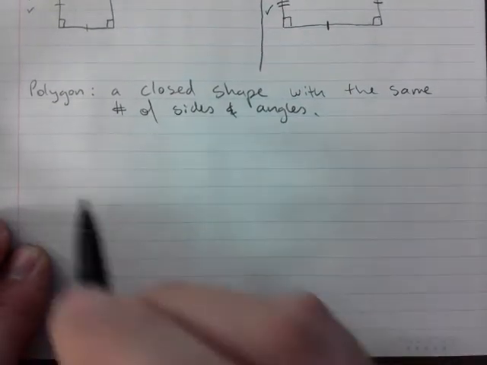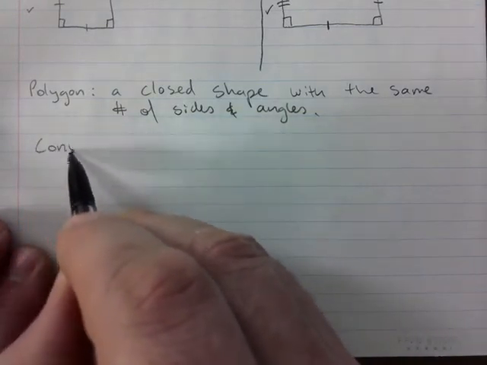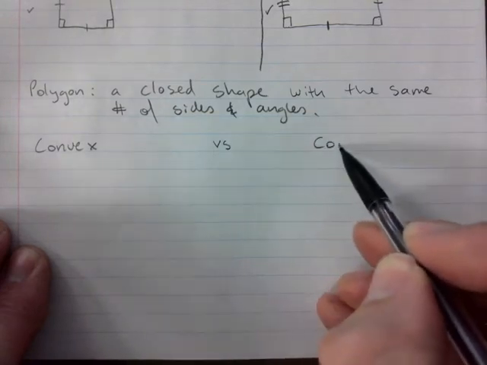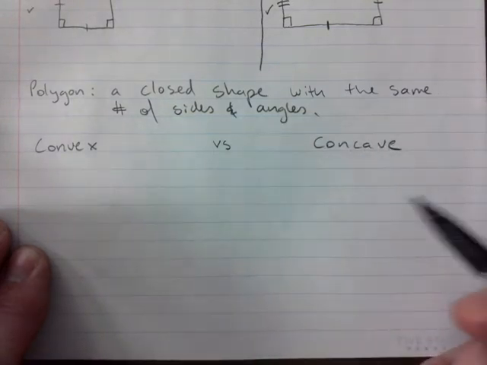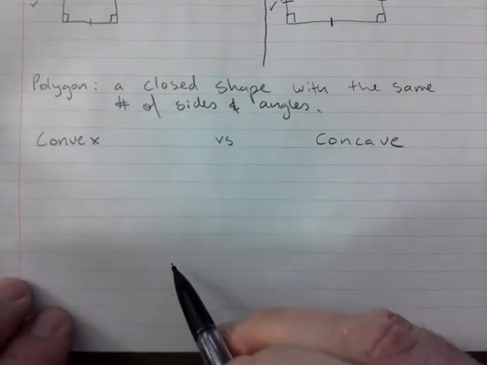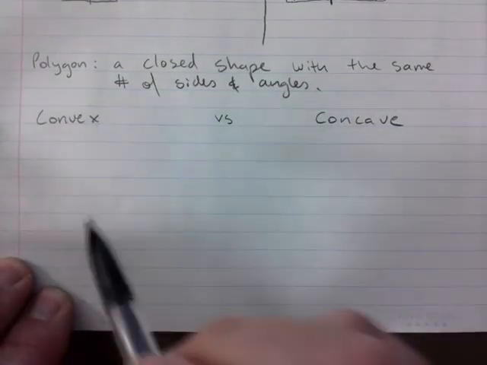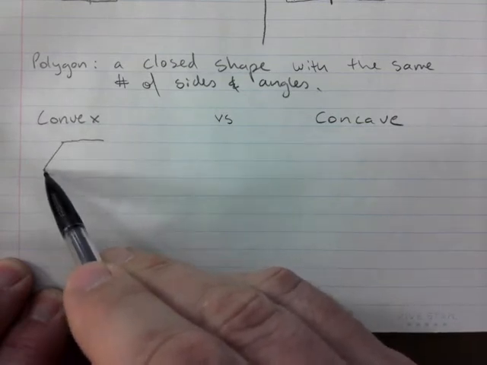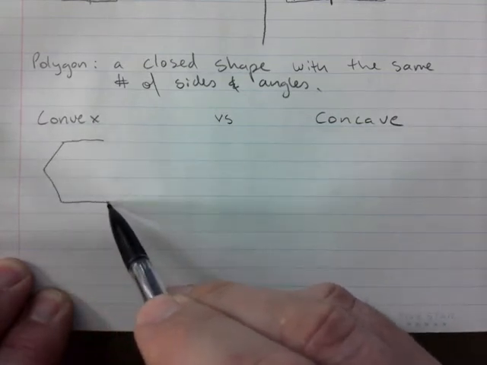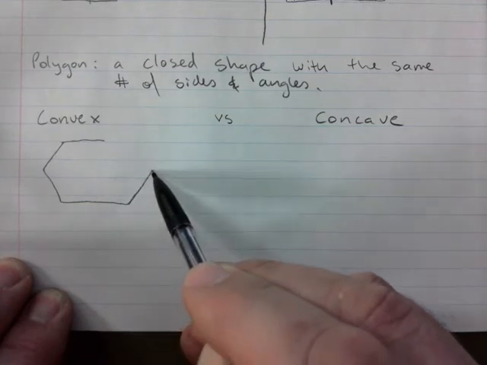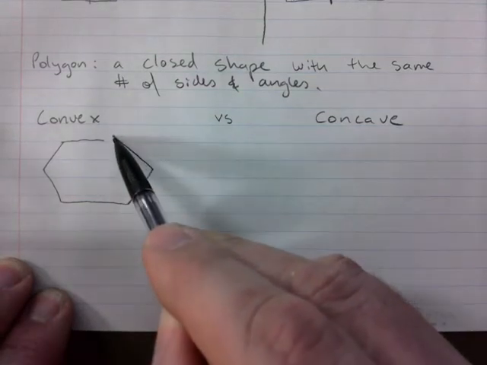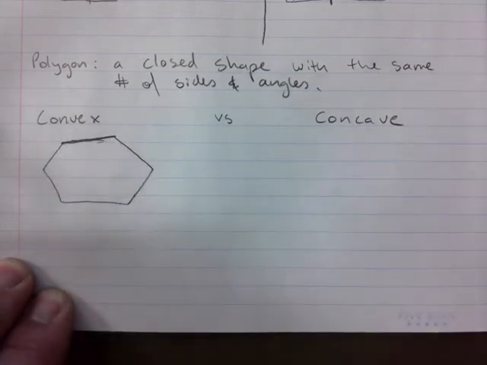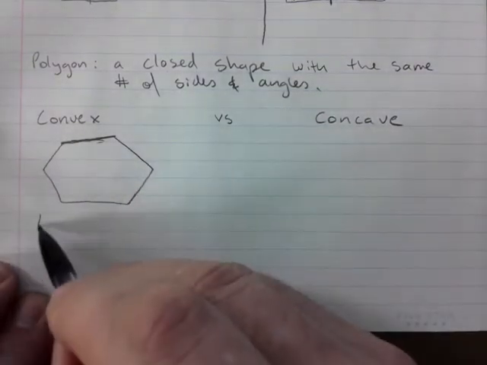And then you have convex versus concave. And we will deal with convex for the majority. Just make a beehive, like the hexagon. Don't make it perfect. That would be convex. There's no reflex angle.